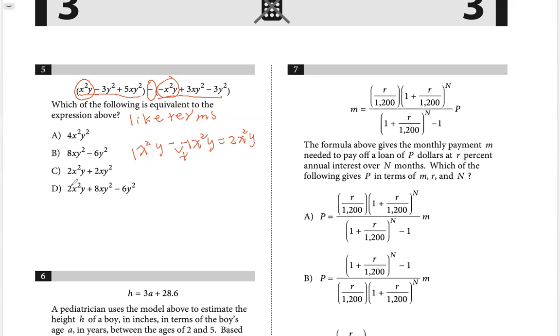Now we can check. You see, we go to A, B, C, D, we check. A is not right, right? B is not right. C and D are options. Now let's go check the second one. Let me change my color.